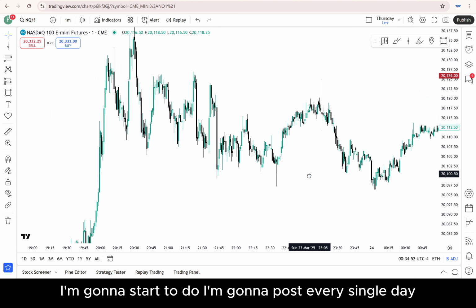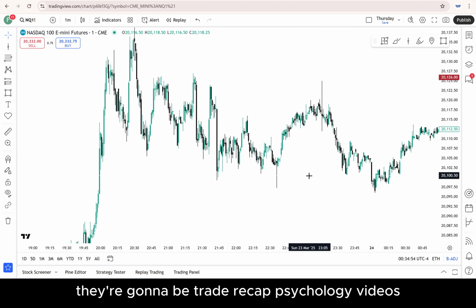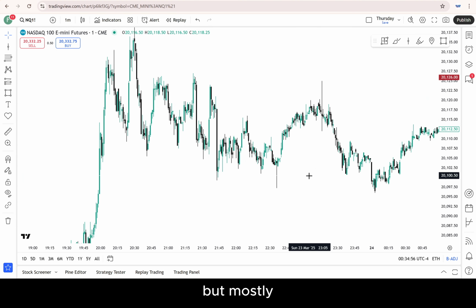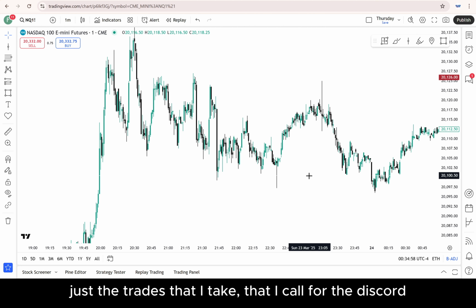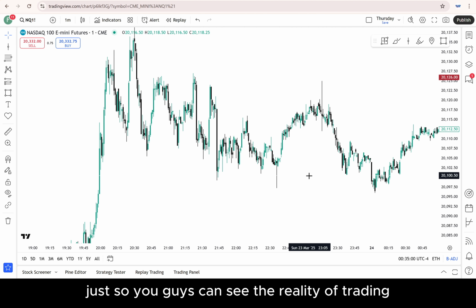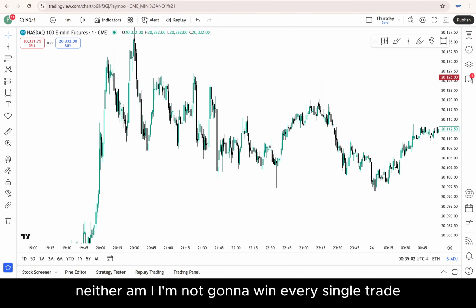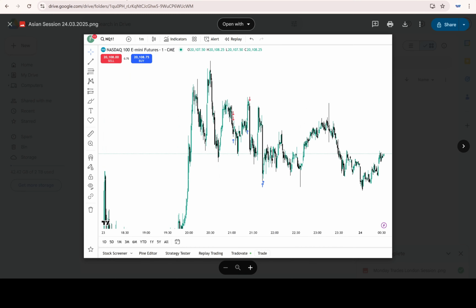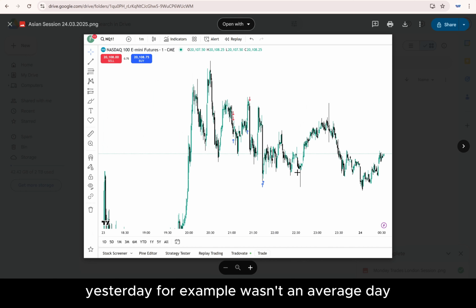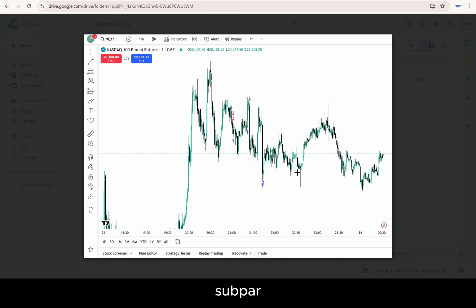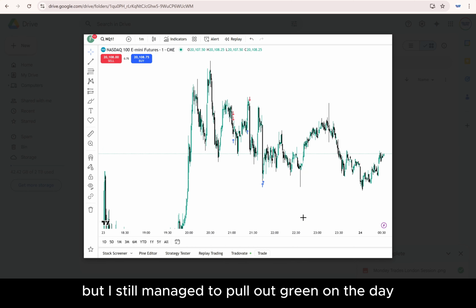Now I'm going to post every single day. They're going to be trade recaps, psychology videos, but mostly just the trades that I take or that I call for the Discord, just so you guys can see the reality of trading. You aren't going to win every day, neither am I. I'm not going to win every single trade. Yesterday, for example, wasn't an average day. It was probably less than average, subpar, but I still managed to pull out green on the day.